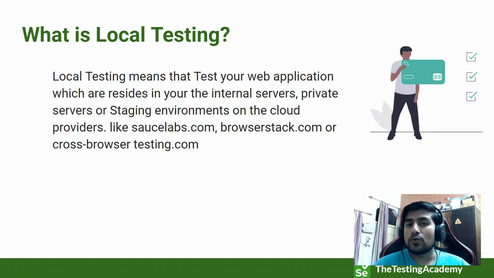But how do I check it if I want to perform cross browser testing, and I want to use a cloud service provider like Sauce Labs or BrowserStack? How do I do that? The answer is local testing. Basically you can access your staging environment or your servers which are behind VPN firewalls using this mechanism. Testing any kind of application using this mechanism is known as local testing.